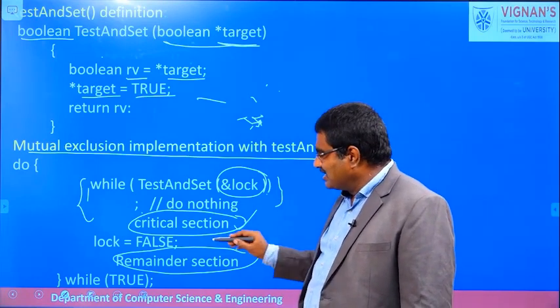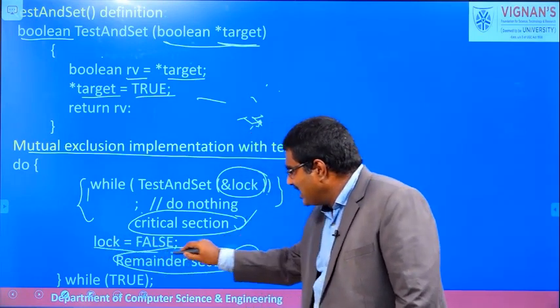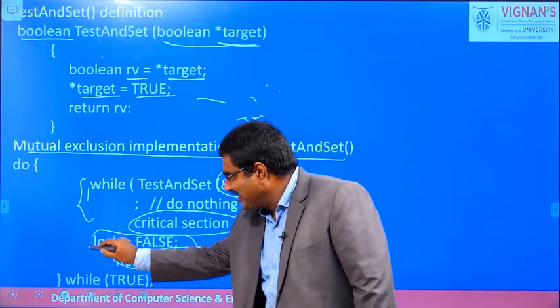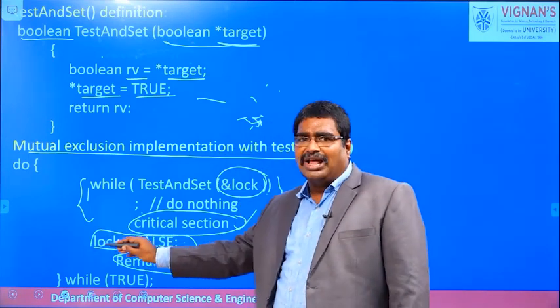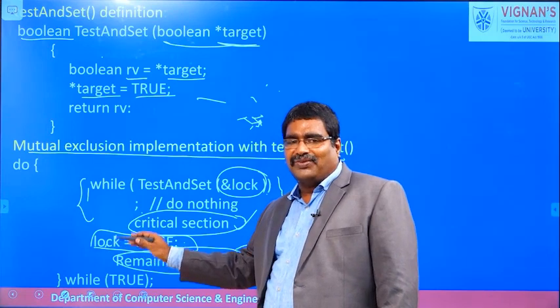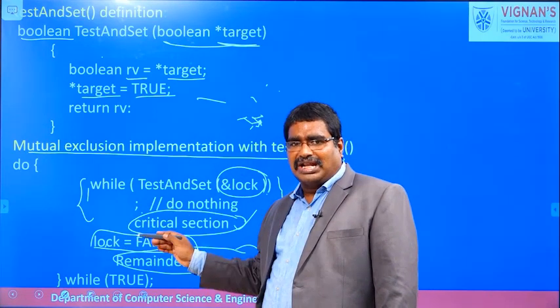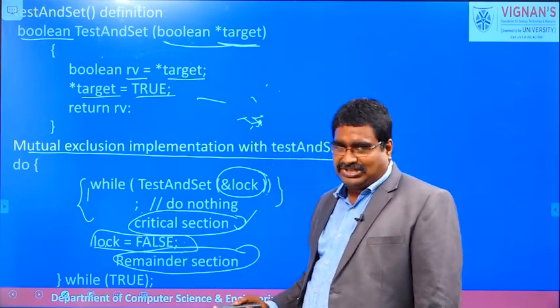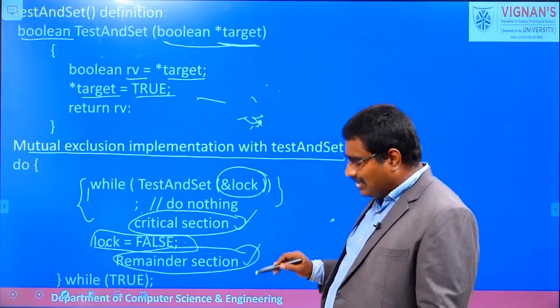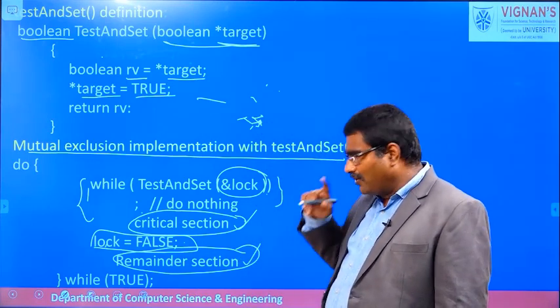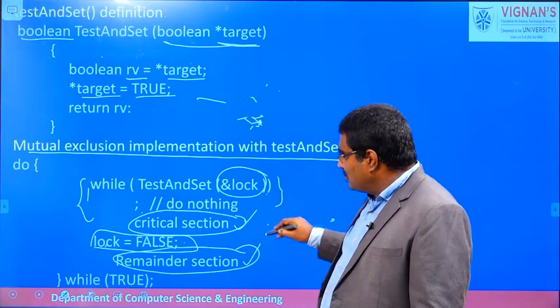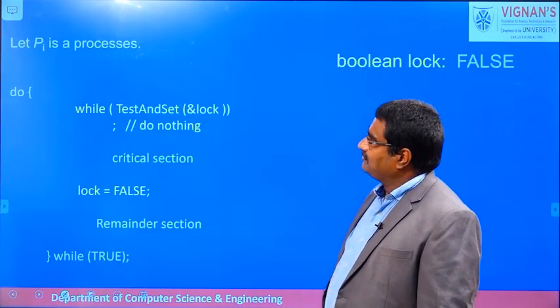After completion of the critical section execution, we need to use the exit section. What is the exit section? We assign false to the lock variable, then automatically if any other processes are waiting, they are allowed to enter their critical section, and this is the remainder section. In the next slide, we will discuss how the mutual exclusion condition is satisfied.